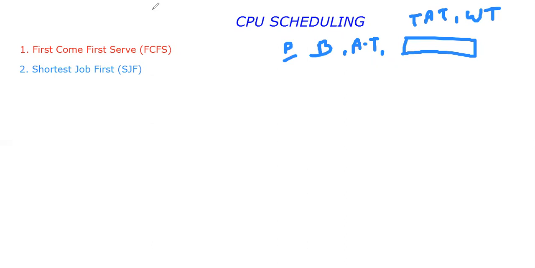Now today we'll discuss the next algorithm. Since we have completed this one, we will discuss shortest job first. Now why have we moved to the shortest job? Well, let's start with this particular thing and then we will see how the shortest job first algorithm works.